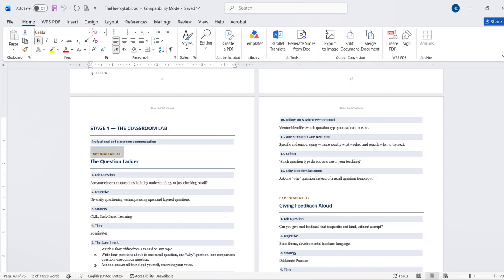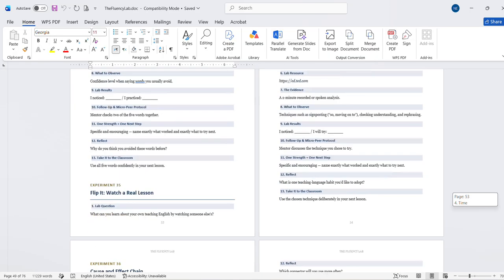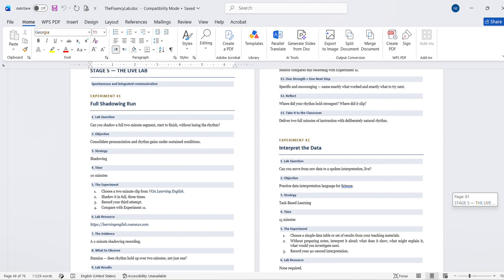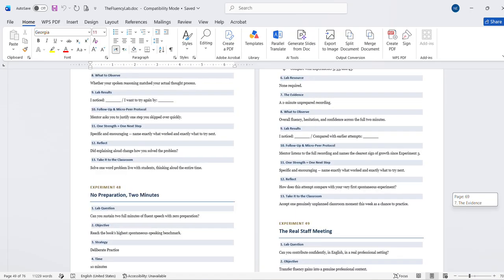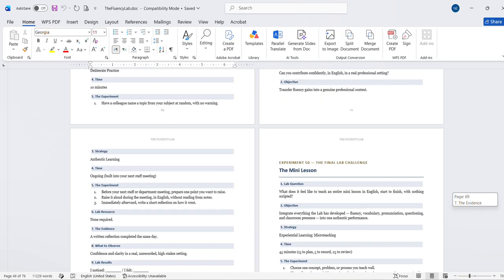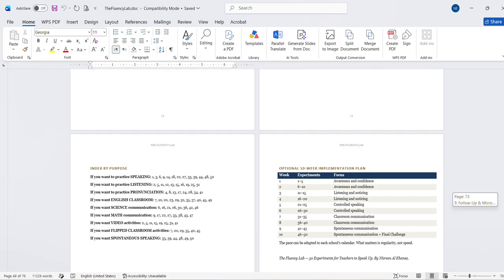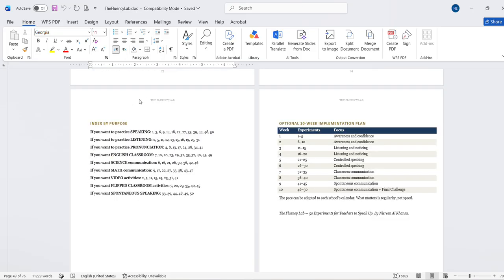What I want to say is that experiments move gradually, from experiment 1 as a main experiment, then on to more detailed experiments, to more practice experiments, and so on. Experiment 50, for example, is a mini lesson explanation. What I want to show you is the following: the index by purpose.